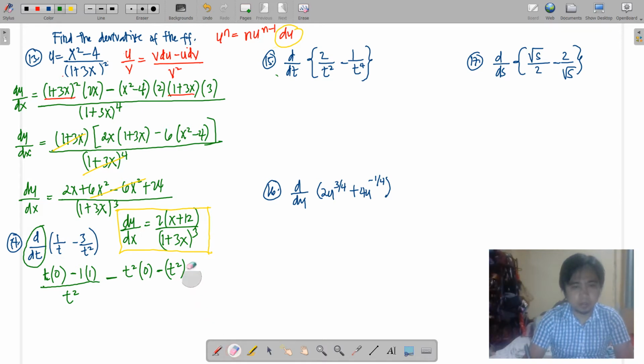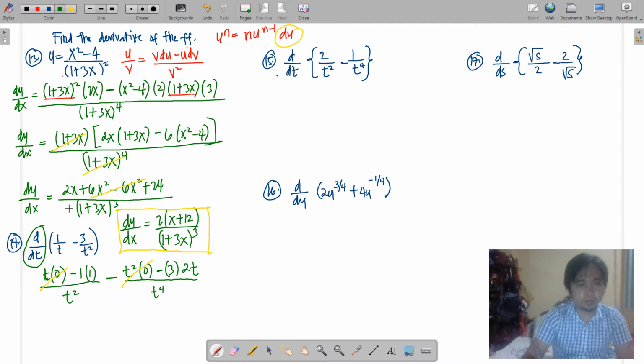Sorry, u is 3, supposedly. 3, okay. Differential of t squared is 2t times 1. Okay, so we divide that by t raised to 4. So now, this one, there's nothing there. And this one, there's nothing there either.